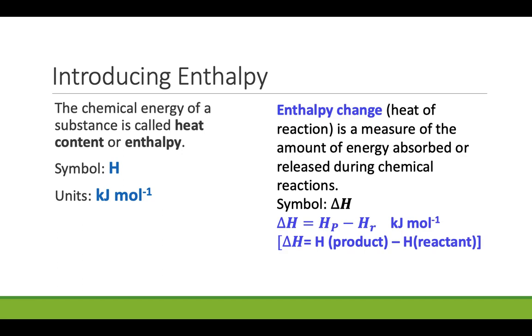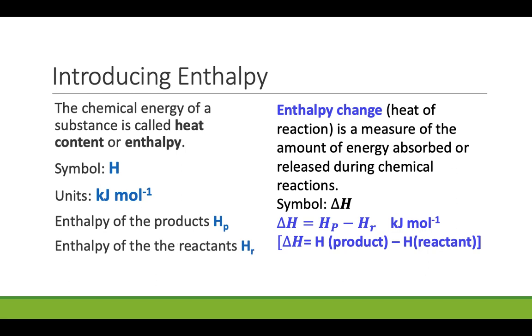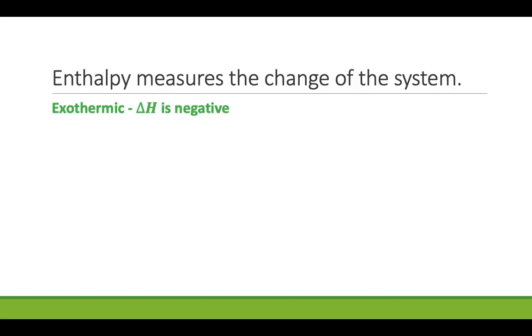Okay? So we can't really measure enthalpy, but we can measure enthalpy change, and that is a measure of the amount of energy absorbed or released during chemical reactions. The symbol of it is delta H, and we always use the enthalpy of the products to take away the enthalpy of the reactants. So that's enthalpy change.